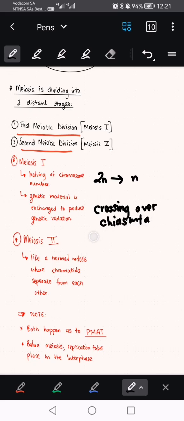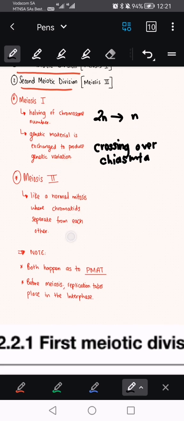Right? That is meiosis 1. In meiosis 2, it's like a normal mitosis where the chromatids separate from each other. So meiosis 2 is exactly this. It's like mitosis. All you're doing is separating chromosomes, separating chromatids, and making sure that there are going to be 4.